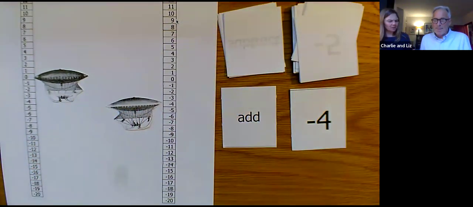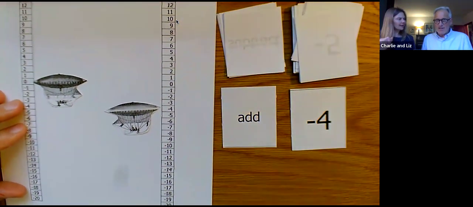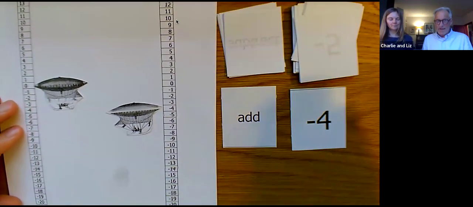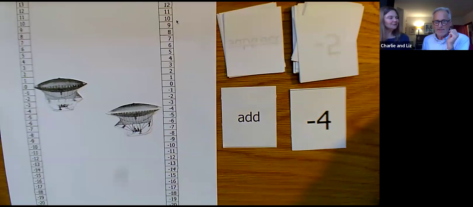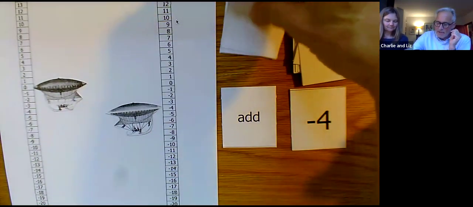What is the aim of the game, Charlie? I presume I've got to fly up into the air. There is a 20 at the end, and each of us, we're not going to have time to play the whole game, but that's the idea. Okay, so my turn, and I'm going to subtract -5.